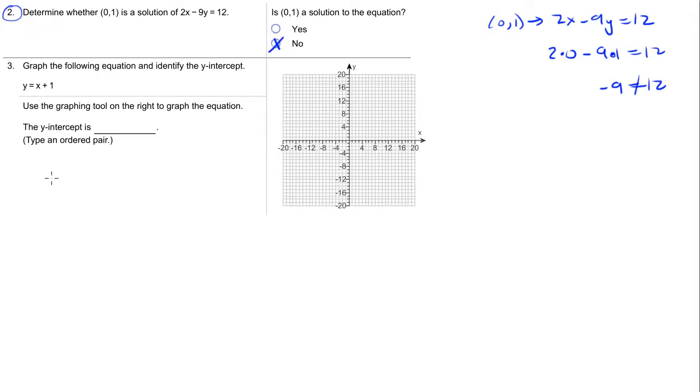Graph y is equal to x plus 1 and identify the y-intercept. Well, for the y-intercept, we're going to put 0 in for x and get y is equal to 0 plus 1. So the y-intercept is 0, 1. There's 0, 1. And we could find some other points like when x is equal to 2, y is equal to 3. So 1, 2, 3. That's about right there. And we can just kind of graph that line. Great.